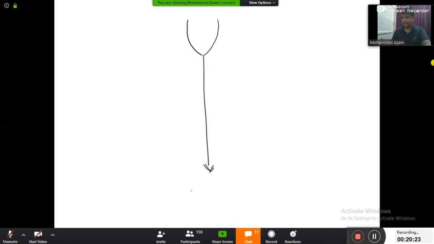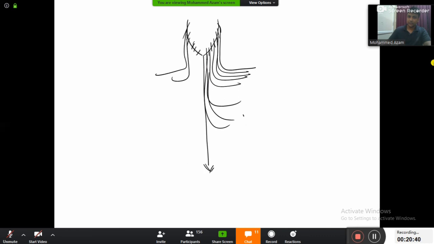Don't write the names again. Now in the lower segments of the spinal cord, many nerves are going to begin from here, descend down and come out: L2, L3, L4, L5, S1, S2, something like that.